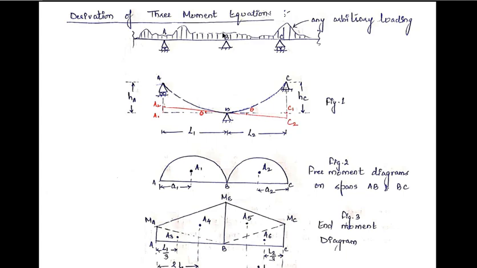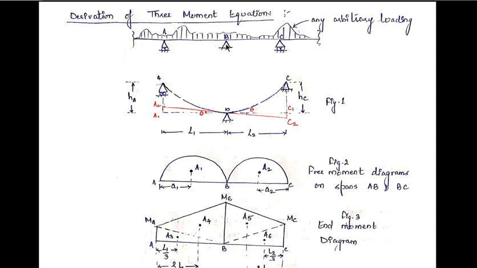See, we don't know what kind of loading is acting on this continuous beam. It can be UDL, it can be point load, it can be UVL or any other kind of load. It can be an inclined load also. So we don't know what kind of load is acting on this beam, so we have just assumed that any arbitrary loading is acting over this continuous beam. Now, in order to derive the three-moment equation, we have considered three consecutive supports A, B, and C.